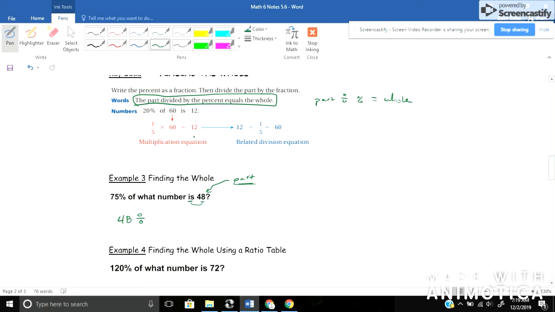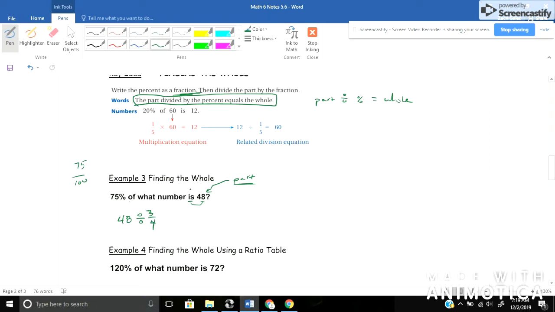How do I write that as a fraction? Again, 75 over 100, and then simplify. Or I'm thinking about quarters. 75% would give me 3 quarters. So same as 3/4. Okay?